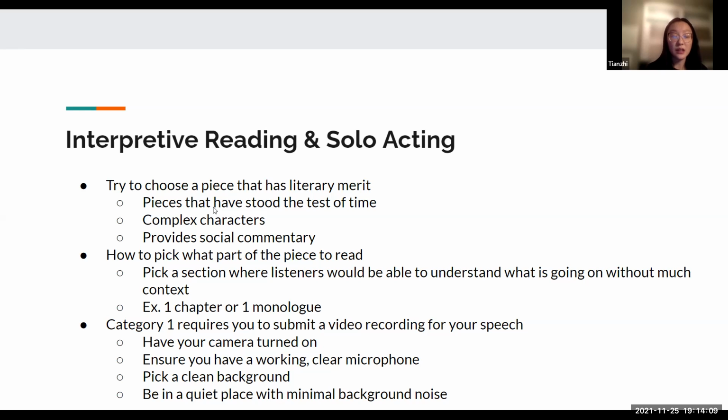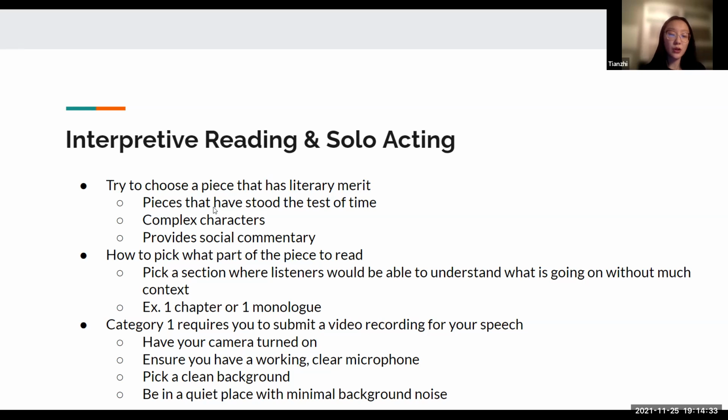How you pick your section is going to be very important, because you don't want to pick a section randomly in the middle, and then when you're reading it, it makes no sense to the listener. You basically want to pick a section where when you read it, there's some kind of a story within that section. The listener would be able to understand what is going on without much context as to what has happened before.